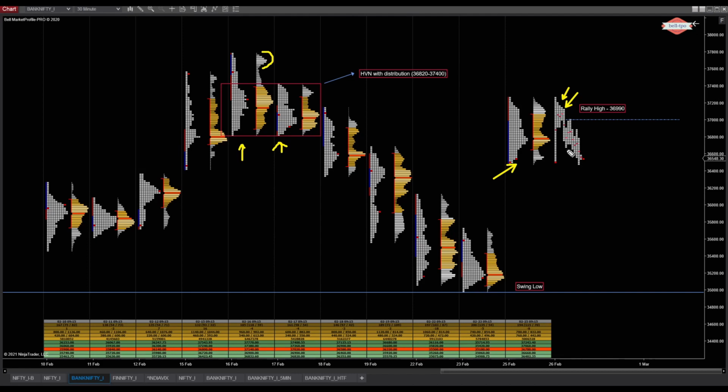What did the market try to do today? The buyers initially probed into this HVN with distribution, where we have some presence of higher time frame sellers who shut off the buying, which led to the liquidation all the way back towards the open.